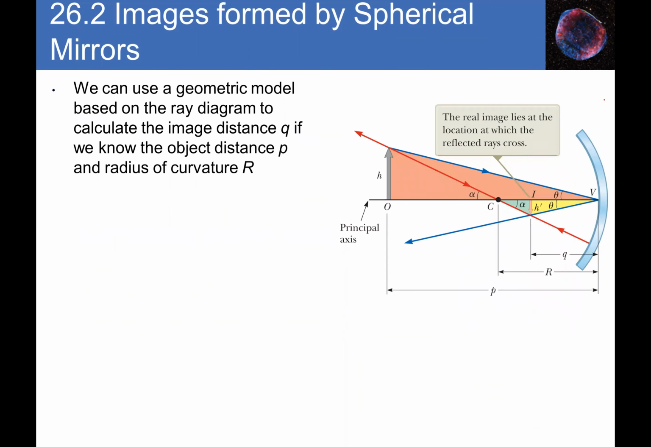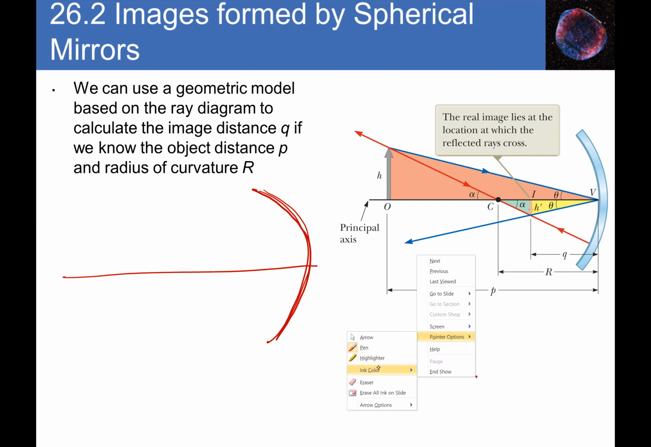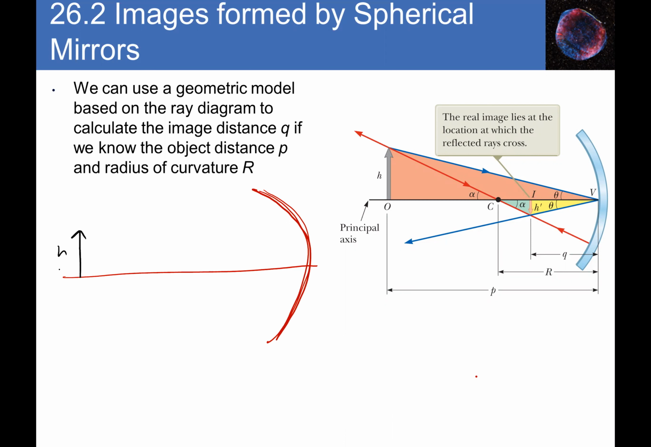All right. So now let's consider, instead of a point, some kind of object with height. What we're going to do here is give you a step-by-step breakdown. Let me draw a straight line. This is our principal axis. Let's say this is our mirror, a curved mirror like that. What I'm going to do here is place an object. So here's my object, and this is its height h.